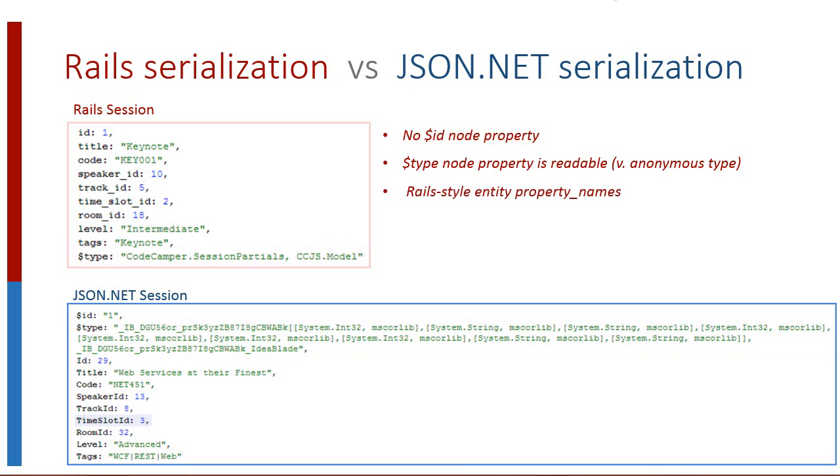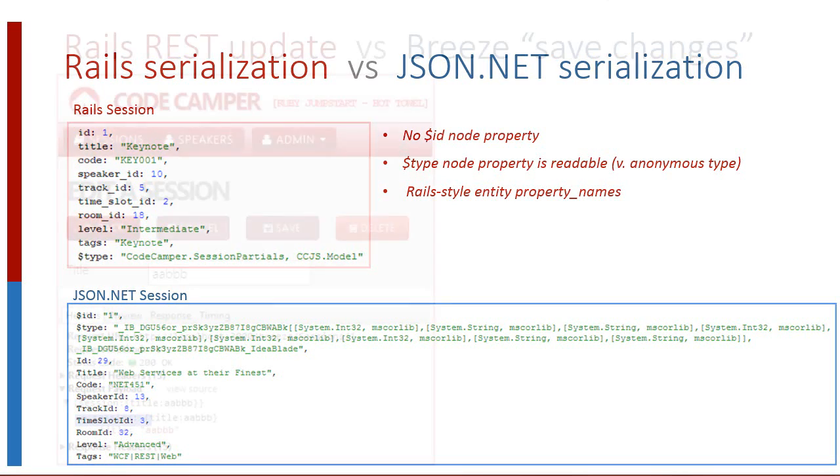Probably most important is the property names. Everybody has their own property name convention, and in Rails it tends to be all lowercase with underscores to sort of separate the words. So you get time_slot_ID. And in the .NET world, it's more typical to use Pascal case, so you get TimeSlotID, one word. And it turns out on a Breeze client, because it's JavaScript, the convention there is camel case, so it would be lowercase t in timeSlotID. So we have these three different ways of representing it. What we need is a way to map from one to the other, and Breeze provides that.